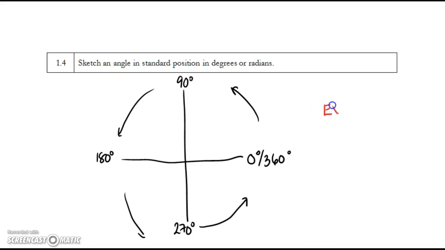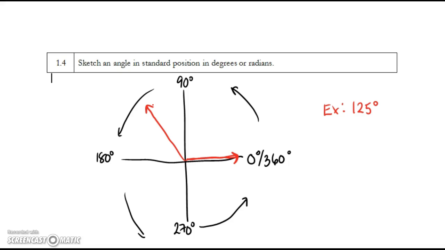So for example, let's sketch an angle that's 125 degrees. Now when we sketch an angle, whether it's in degrees or in radians, positive or negative, our initial ray always belongs on the positive x-axis. Then we have to determine where our terminal ray is going to go. Since it's 125 degrees, our angle will terminate between 90 and 180. 125 is a little closer to 90 than it is to 180. So my terminal ray will be a little closer to 90 than it is to 180.